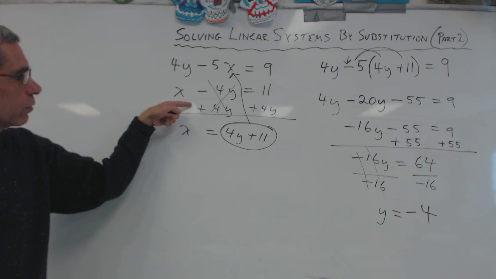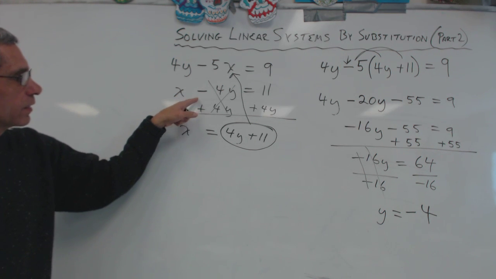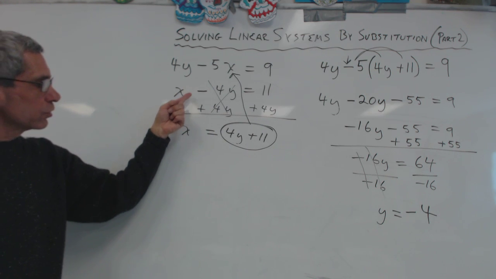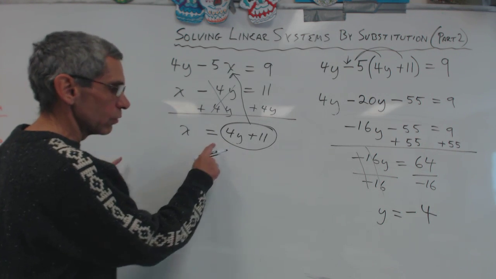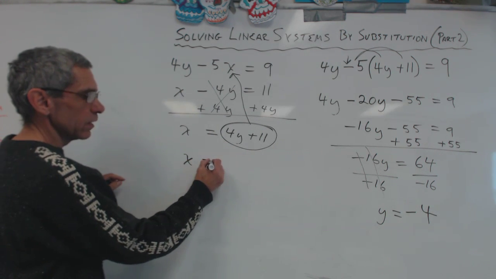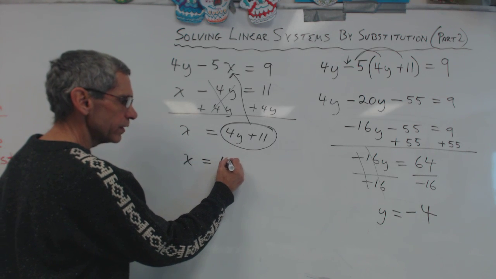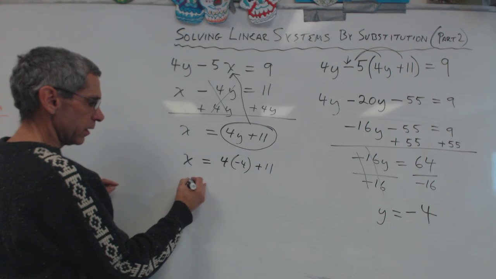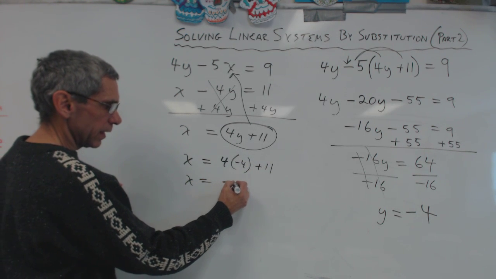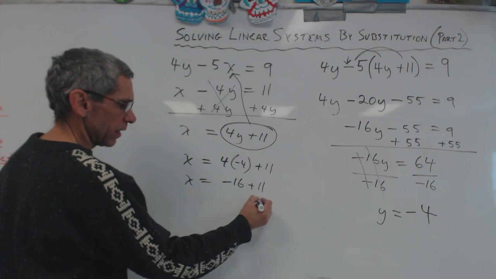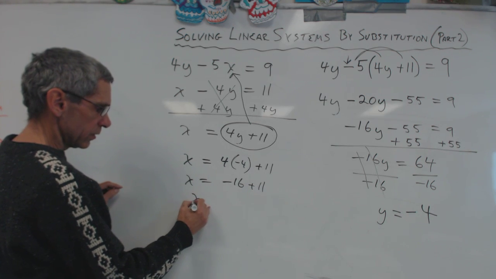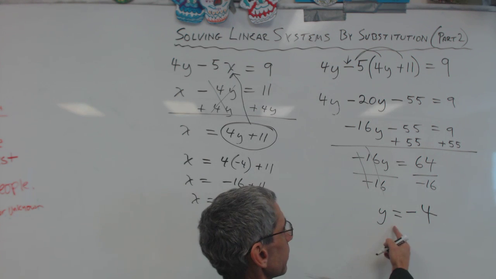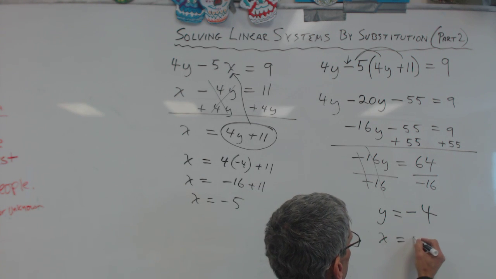As long as we're sure that we did the right thing, that we didn't subtract 4y from both sides or something like that, then we can substitute it into this one. So we'll try it, because x is equal to 4 times negative 4 plus 11. So x is equal to negative 16 plus 11. Negative 5. So x is equal to negative 5.